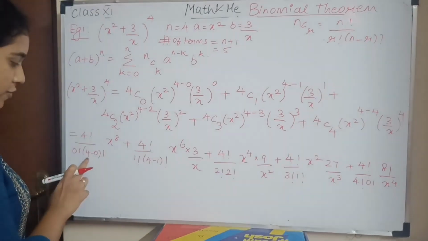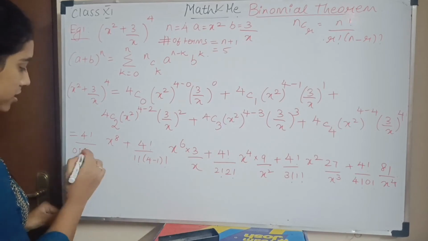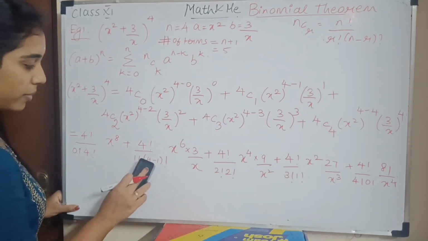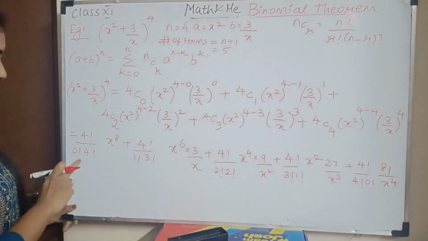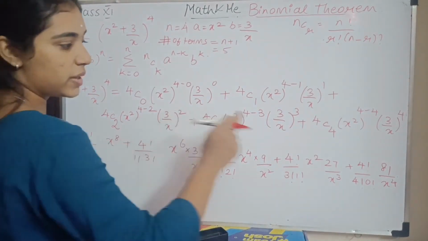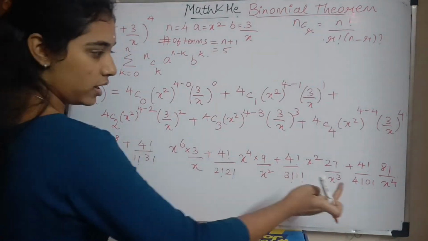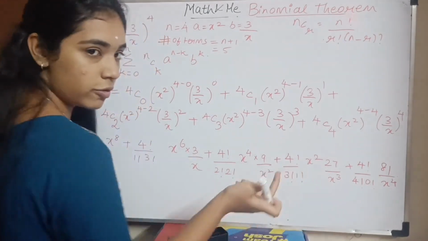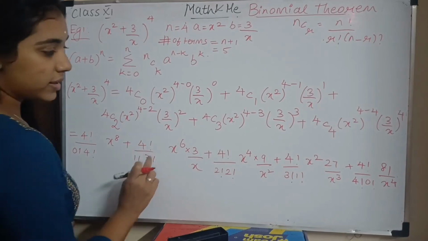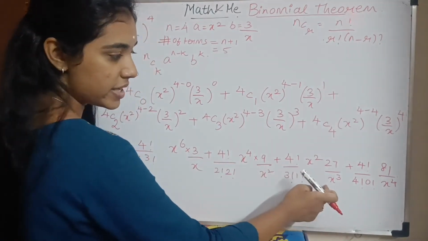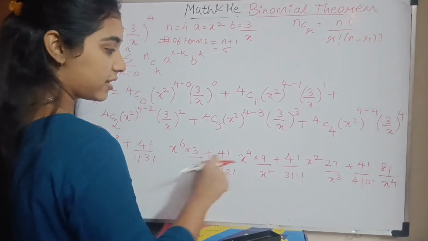What is (4 minus 0) factorial? It is simply 4 factorial. Correct? What is (4 minus 1) factorial? It is 3 factorial. So what do you notice? The coefficient of the first term is equal to the coefficient of the last term. 4 factorial by 0 factorial 4 factorial, 4 factorial by 0 factorial 4 factorial. The coefficient of the second and the second last term, 4 1 3, into 4 1 3. This is my second last term. The coefficient of the middle term is always greater than the other coefficients.